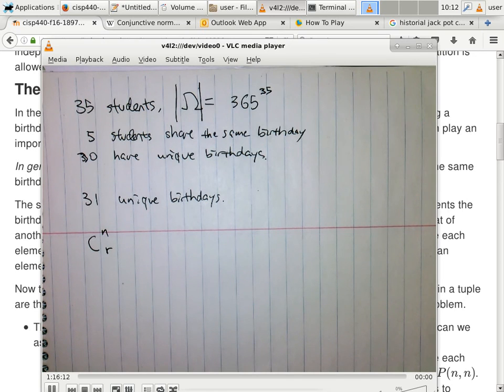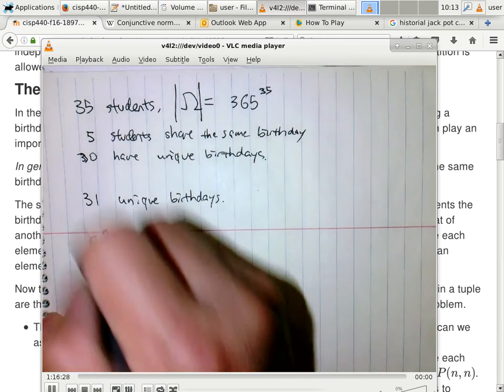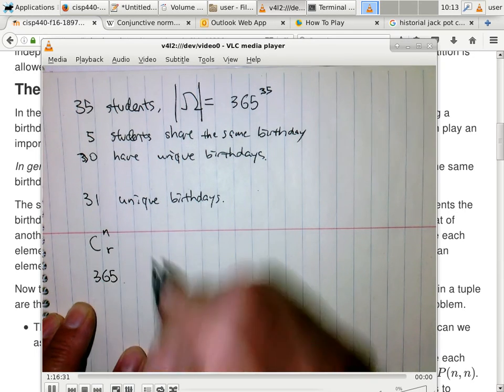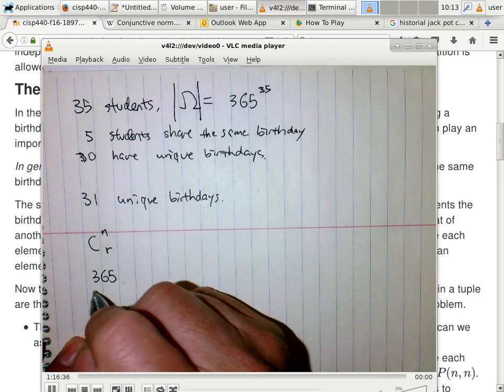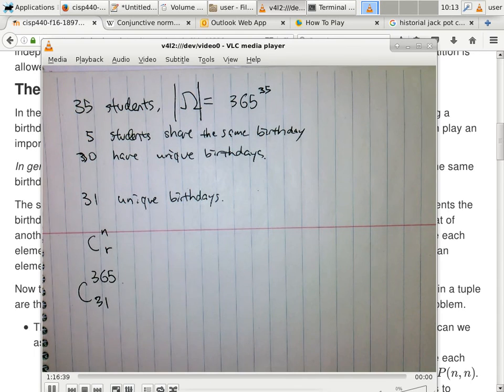Do you remember this notation? One way to say this is that it's the combination of choosing R items out of N. But the short form of this is N choose R. So in this case, we can apply that and say we have 365 days to choose from. Out of 365, we want to choose 31 of those. So this becomes the number of ways to find 31 birthdays out of 365 days. Are we doing okay so far?